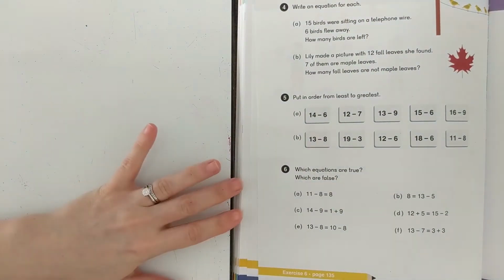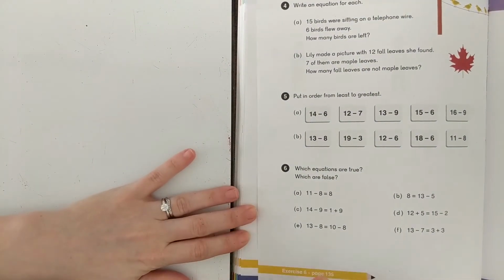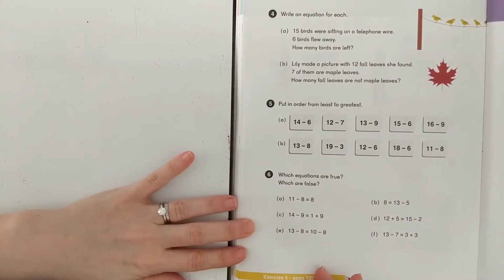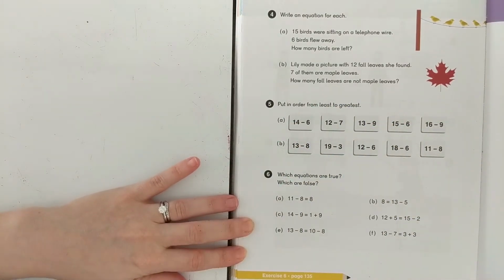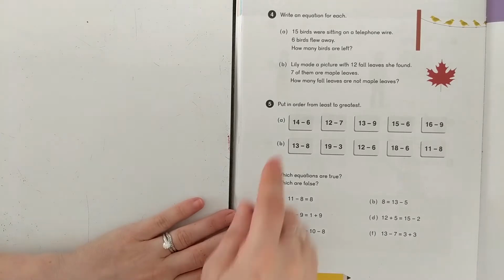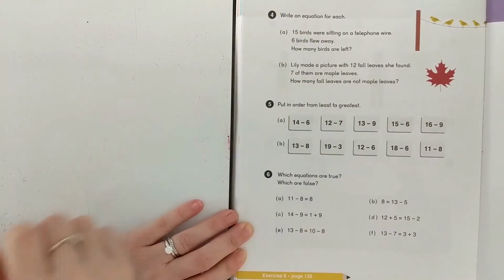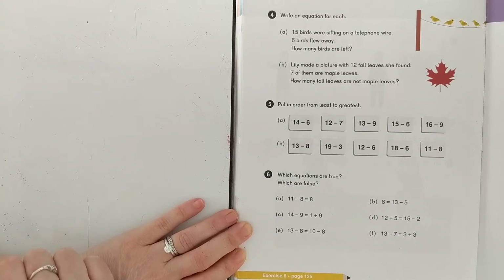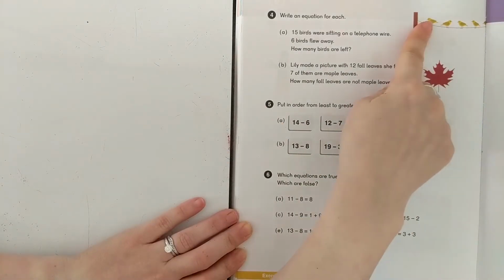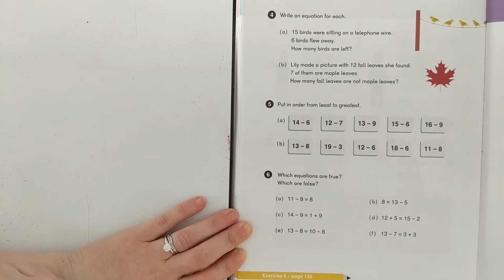And yes, there are some word problems. Those are the best. Let's read number 4. It says write an equation for each. So for both of these, we need to write an equation. Let's read letter A. 15 birds were sitting on a telephone wire. Cool beans. 6 birds flew away. How many birds are left?